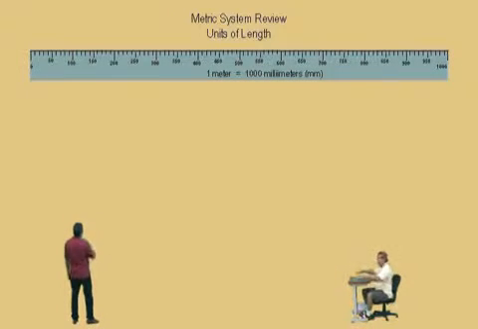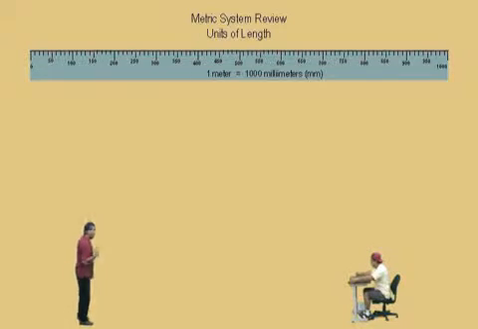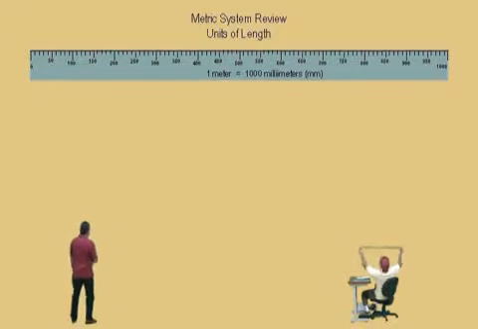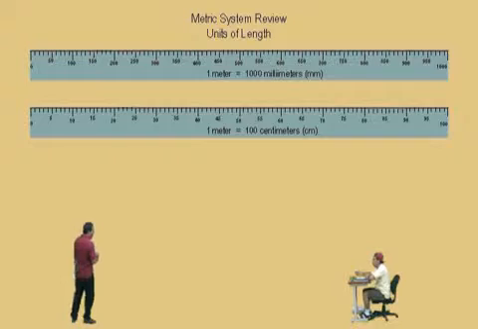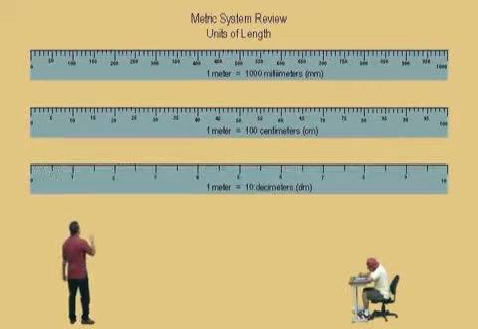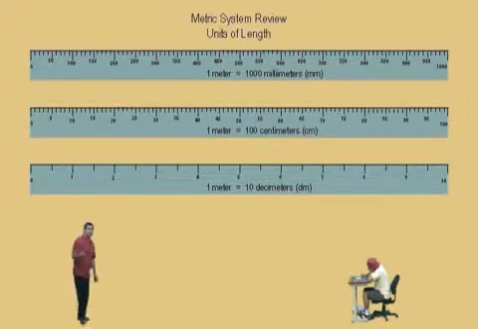Now, here's a meter stick, and it's broken up into millimeters. Remember, milli means 1,000ths of, so there are 1,000 millimeters in 1 meter. Sorry, tongue twister there. Now, here's a meter stick broken up into centimeters. Remember, centi means 100th part of, so there are 100 centimeters in 1 meter. And a meter stick broken up into decimeters. Remember, deci means 1/10 of, and so there are 10 decimeters in 1 meter.